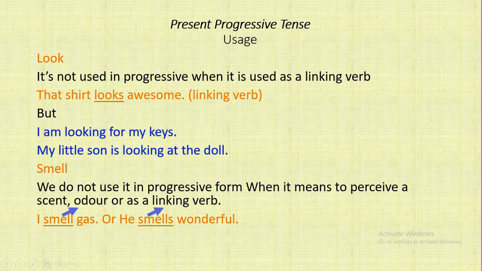He smells wonderful. Now it is used as a linking verb, like for example, that shirt looks awesome. It has the same type of sentence and the same linking verb. Look is, and here smell is. So what I mean to say is, when the verbs are used as linking verbs, we are not using them in present progressive tense.